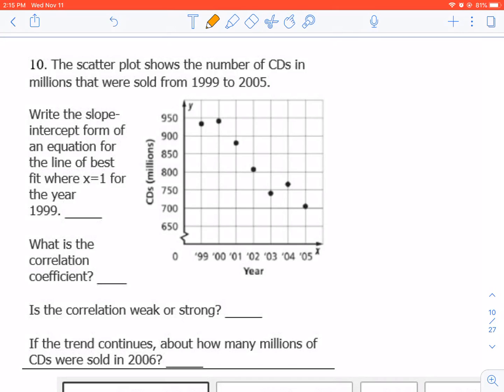Question number 10 on Schoology. We're going to need to do some typing in on Desmos. I highly encourage you to practice this with me. It says the scatter plot shows the number of CDs in millions that were sold from 1999 to 2005.